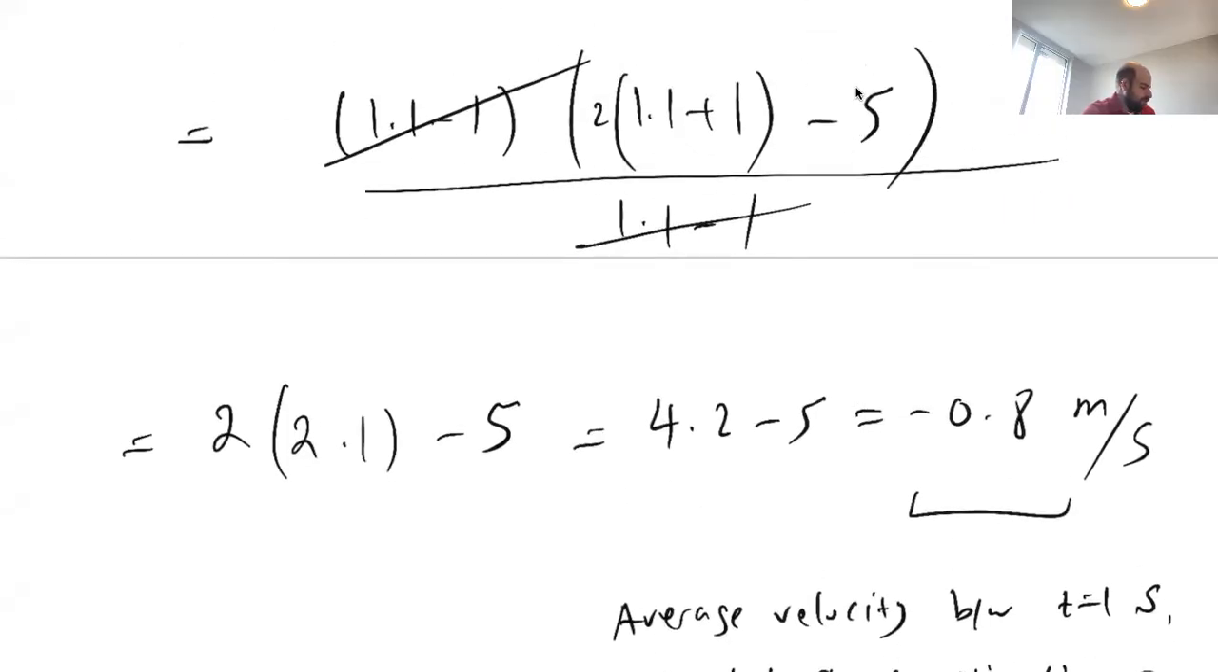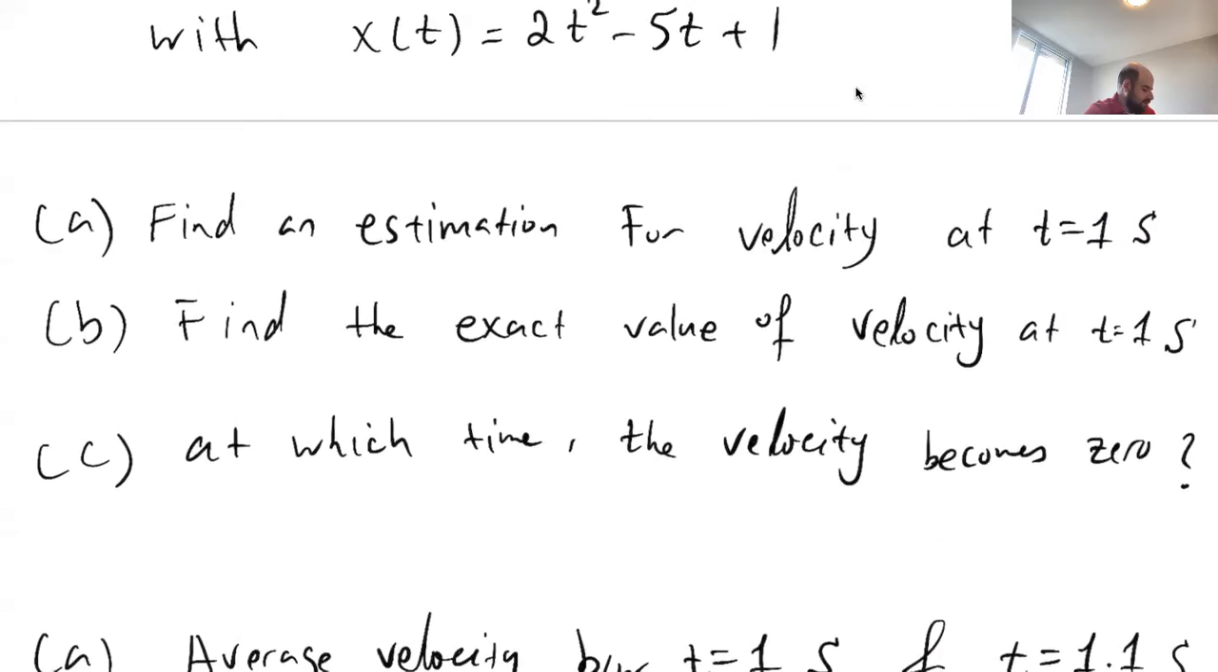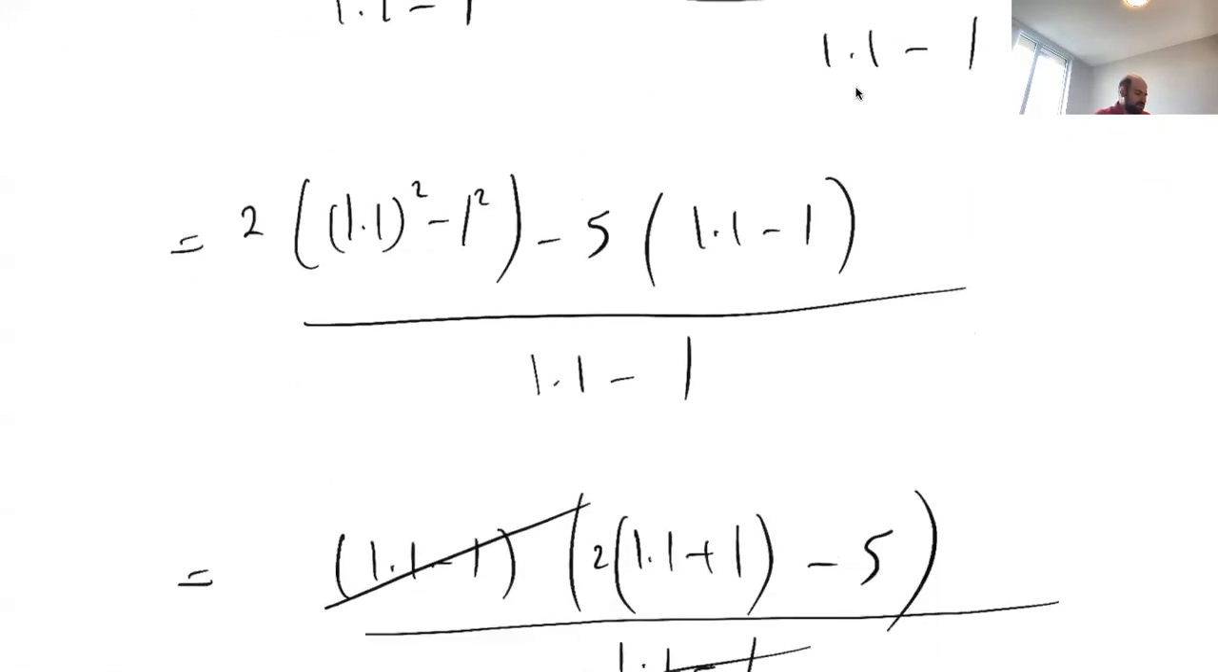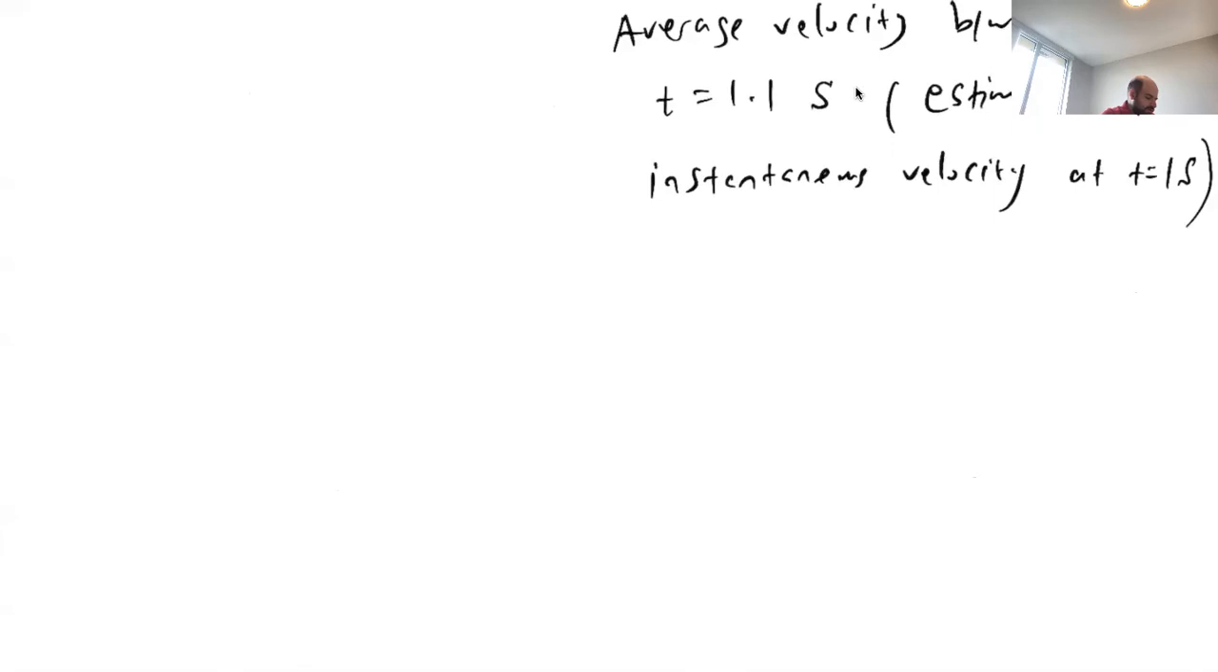Now for part B, we have to find the exact value of velocity at t equals 1 second. So let's do that. For part B, the exact value, so V of 1 is equal to x prime of 1. Velocity at t equals 1 is the same as the derivative of x at t equals 1.